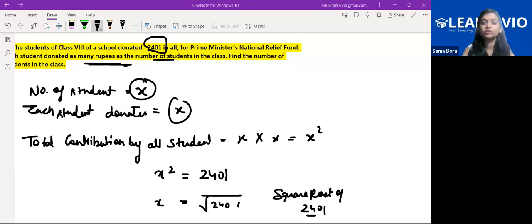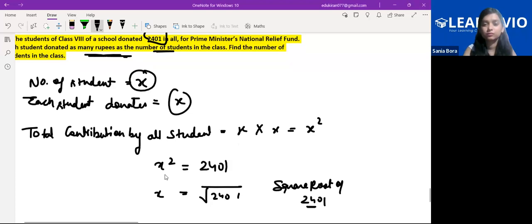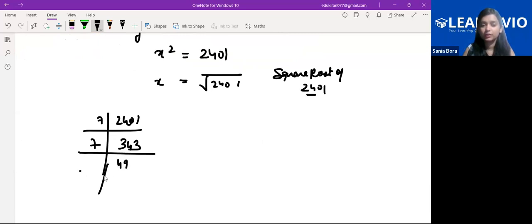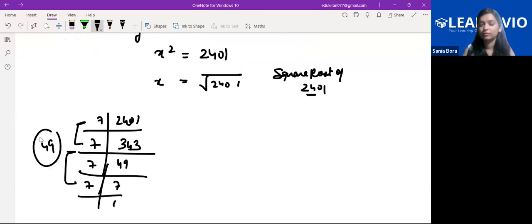Okay. Now, Ronnie, you tell me the answer. Ma'am, I got 49. Yes. Everybody got 49. You divide 2401, the prime factorization, by 7. Right? Then 343. Then again by 7, we get 49. Then 7, then we get 7 and 1. Then 7 and 7. So 7 and 7 is 49. Yes, everybody.